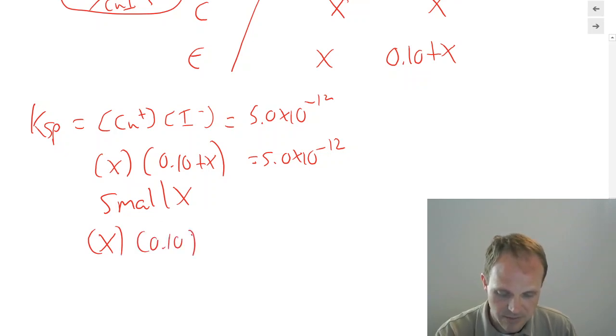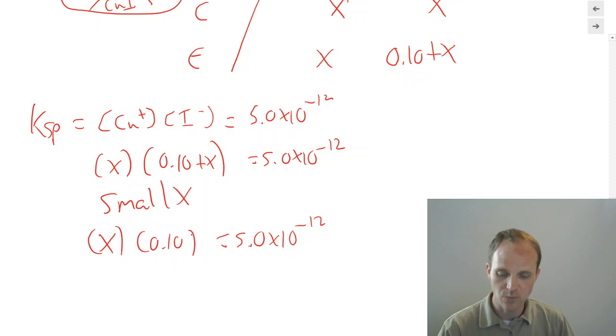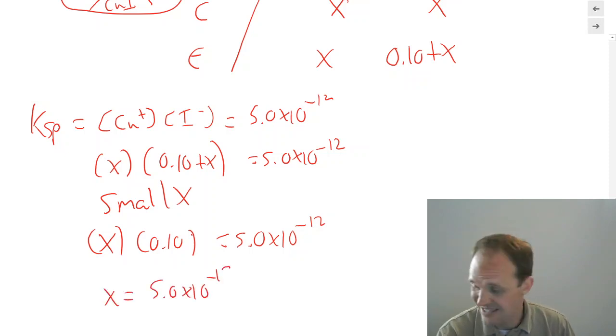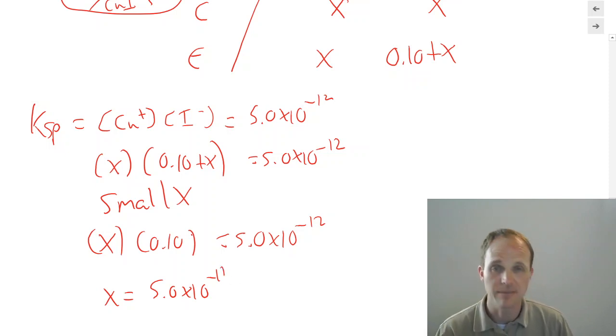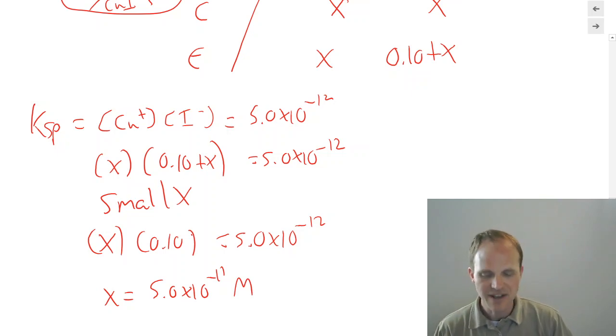0.10 equals 5.0 times 10 to the minus 12th. Wow, that's a whole lot easier to solve. Divide both sides by 0.1. I get that x is equal to 5.0 times 10 to the minus 13. Oh, sorry, 11. Can't do math in my head. 5.0 times 10 to the minus 11th molar.